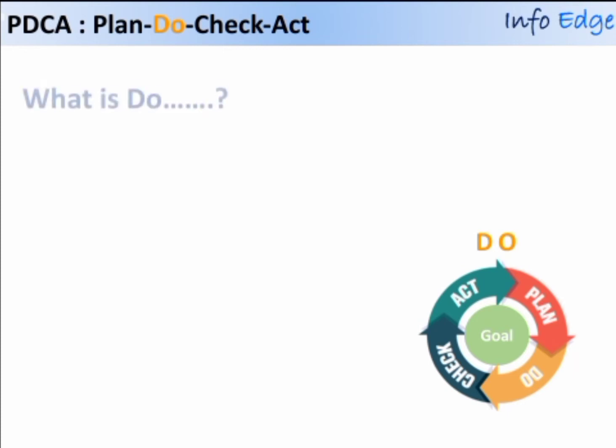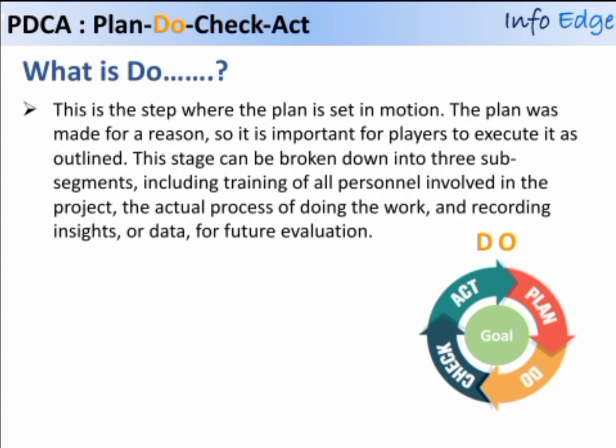Next we will do the second step, Do. What is Do? This is the step where the plan is set in motion. That means transferring from the plan to the activity. The plan was made for a reason, so it is important for players to execute it as outlined. The stage can be broken down into three sub-segments, including training of all personnel involved in the project, the actual process of doing the work, and recording insights or data for future evaluation.